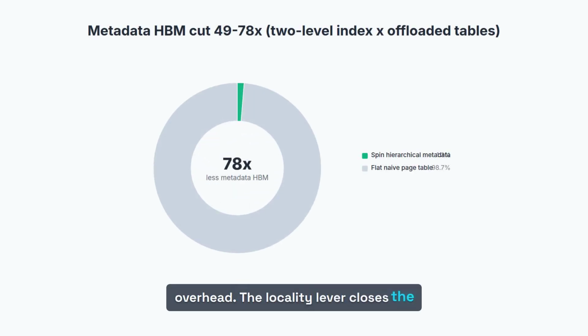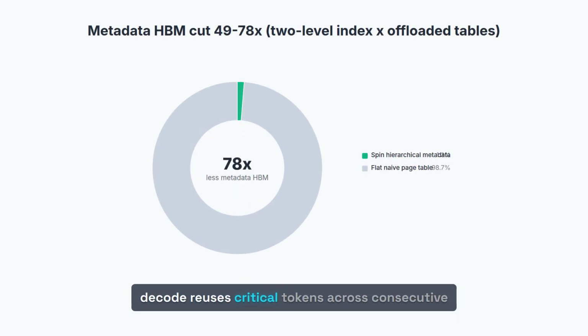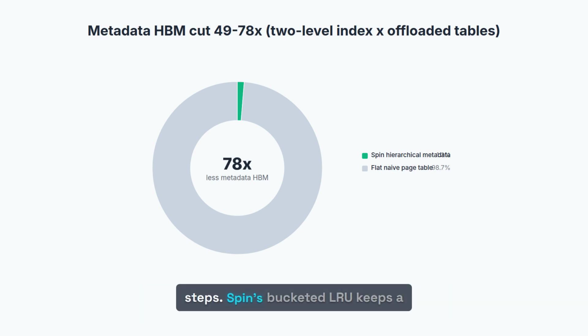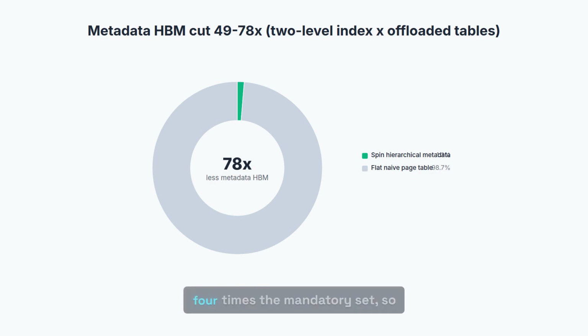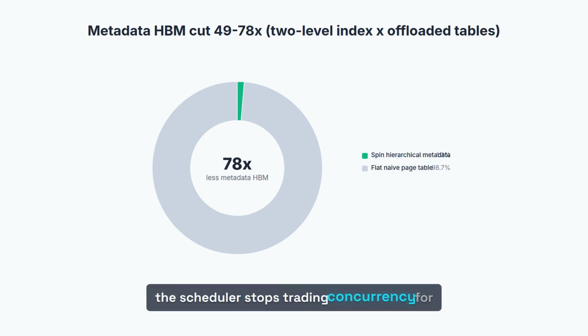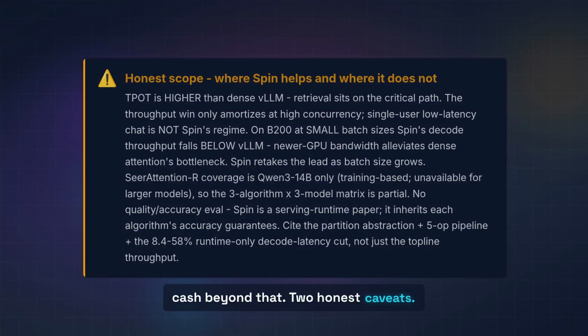The locality lever closes the rest of the gap. Autoregressive decode reuses critical tokens across consecutive steps. Spin's bucketed LRU keeps a per-request buffer of mandatory pages plus reuse pages. Adding the buffering layer lifts decode throughput 49%. Hit ratio saturates once the buffer is 4 times the mandatory set, so the scheduler stops trading concurrency for cache beyond that. 2 honest caveats.